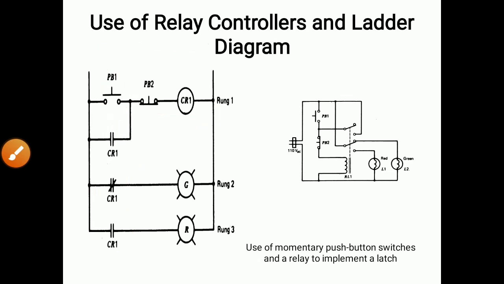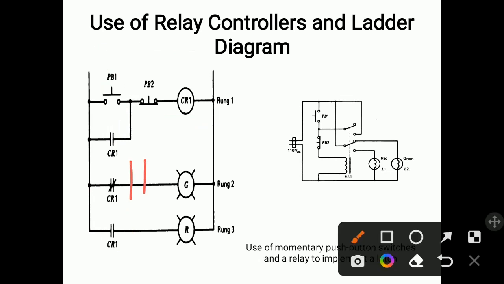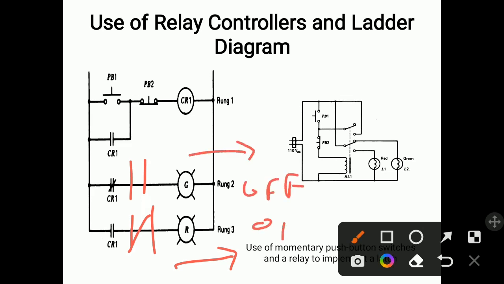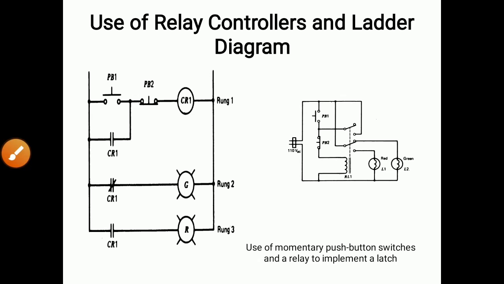What will happen here? This will get open and this will get closed, and because of this the red light will be on and the green light will be off. This will be off and this will be on, red light, because this is closed here. Supply will go something like this and the red light will get on. So this is one simple example I have shown here. We'll study this in later videos.